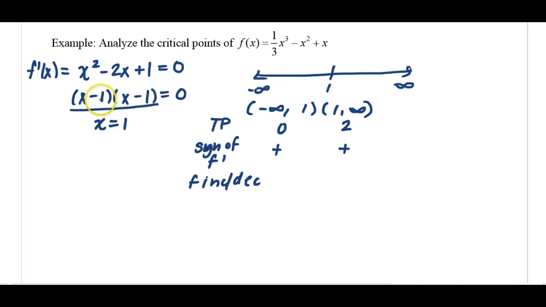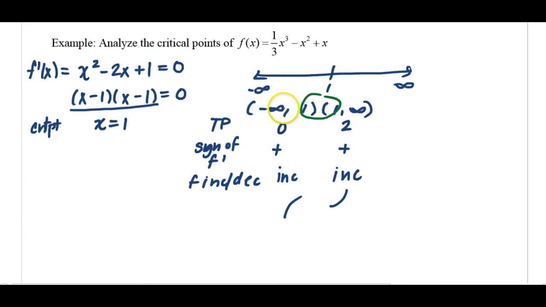Or we could have rewritten this as x minus 1 quantity squared and got the same result. So in other words, f is increasing on the first interval, and f is increasing on the second interval. So at my critical point that we found, x equals 1, this graph is increasing and then it stays increasing. So there is no local max or local min occurring at the critical point of 1.